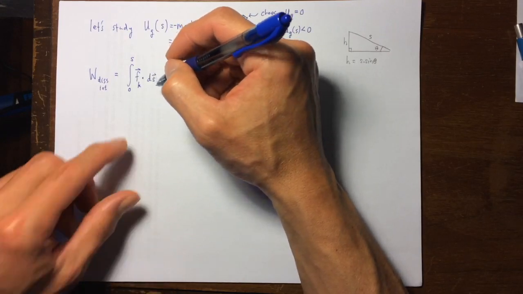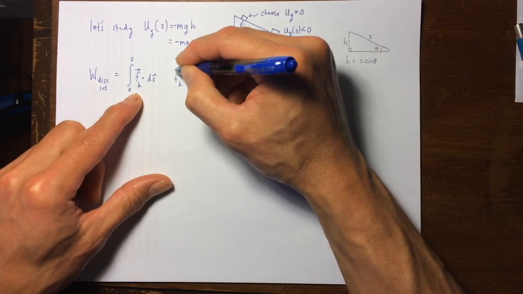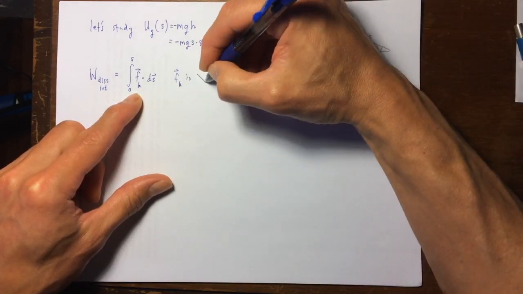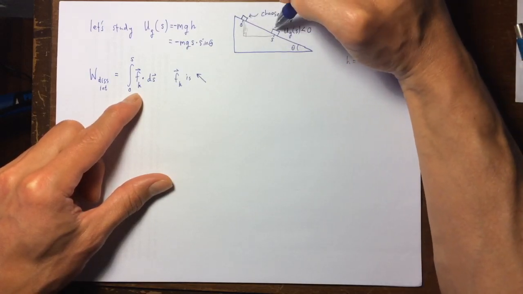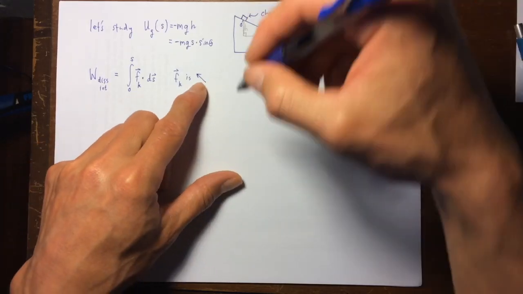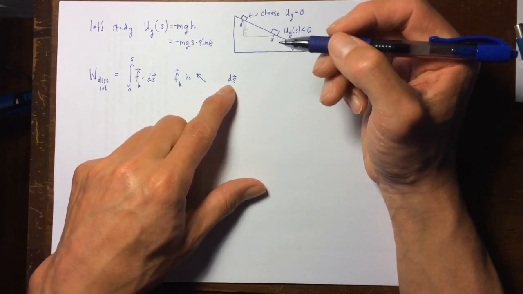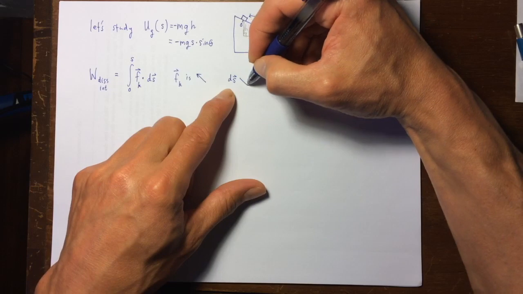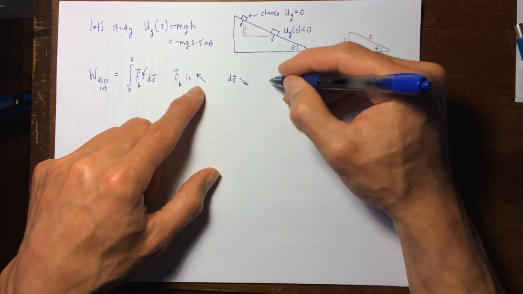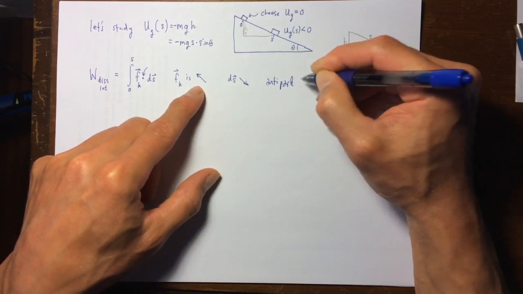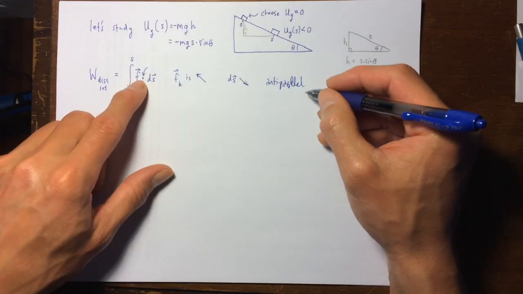And so if you think about it, F_k is up the plane because friction is backwards to the motion, which is down the plane, so friction is trying to restrict that motion. So this is the direction of the friction force, it's up the plane. But the dS's, the displacements while you go down the plane, are in the opposite direction. So when you do this dot product of anti-parallel vectors, the dot product gives a minus sign.